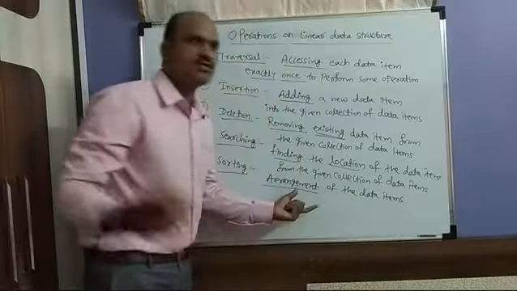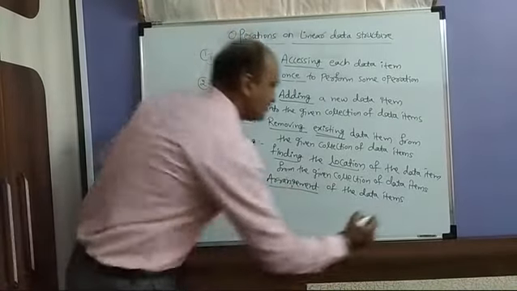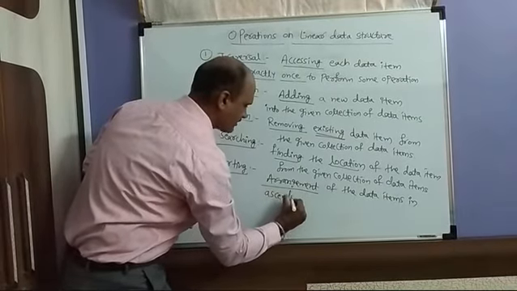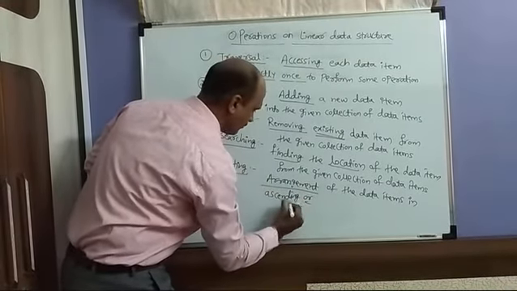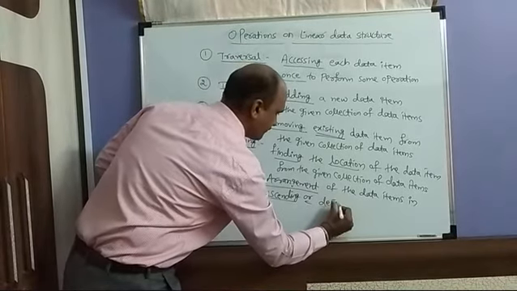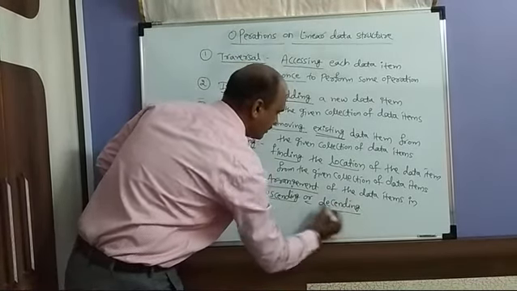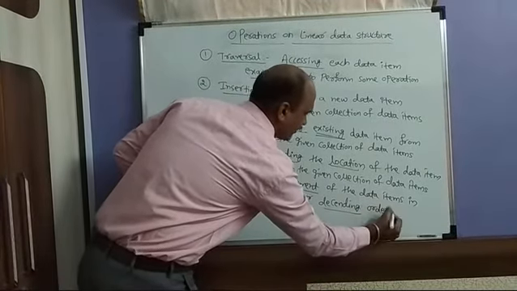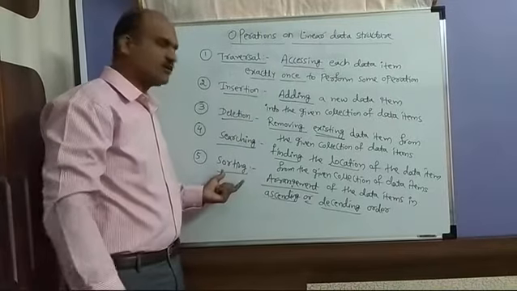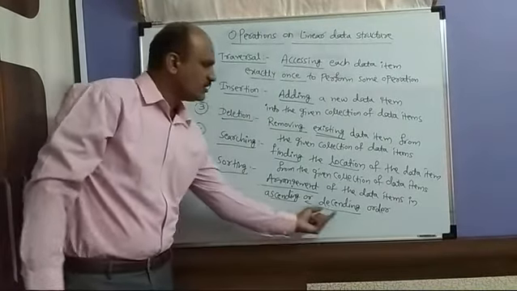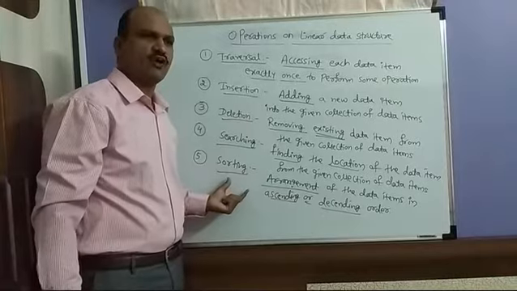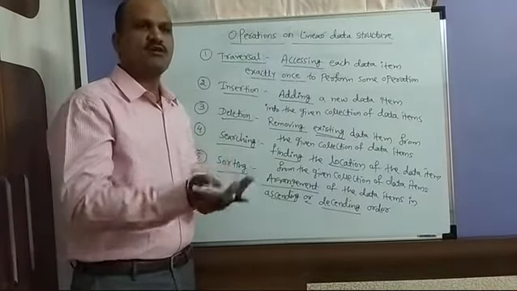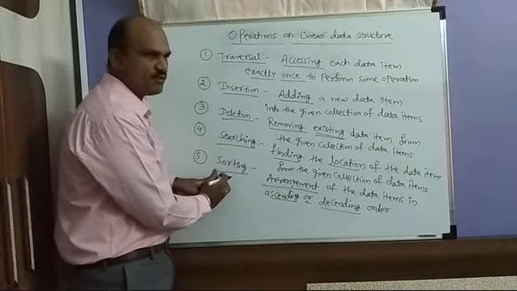So how do you have to arrange? These data items should be arranged in ascending or descending order. You have to write ascending or descending. If you want the data in ascending order, you can sort it. If you want the data in descending order, you can use the sorting operation. It is an arrangement. You just arrange the data how you want. So that is the operation of sorting.